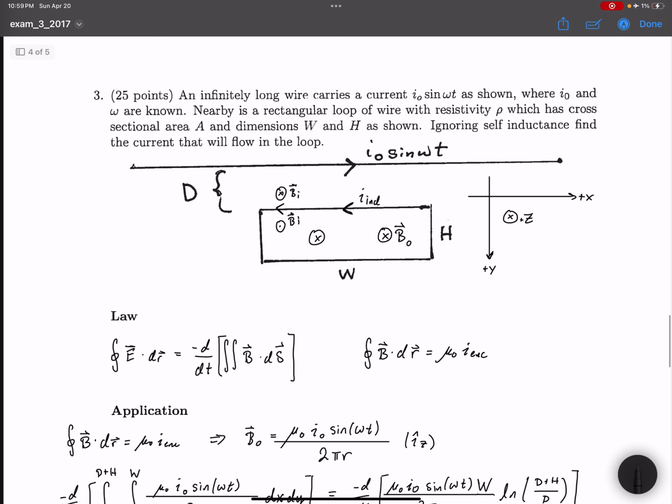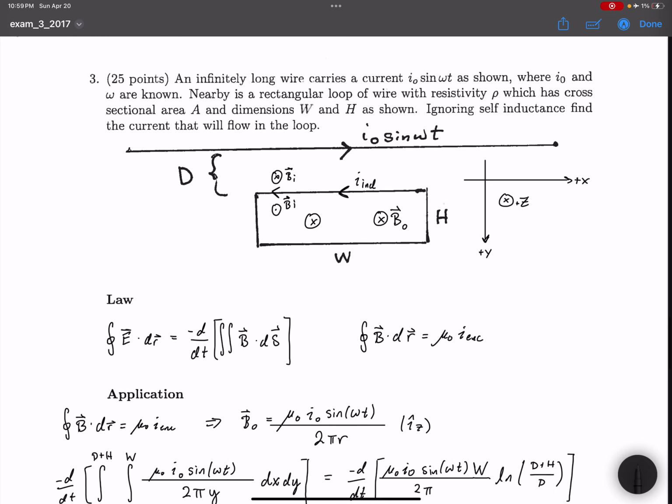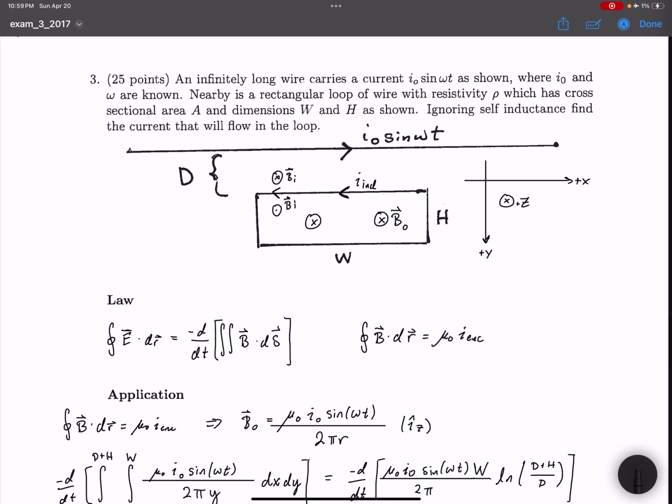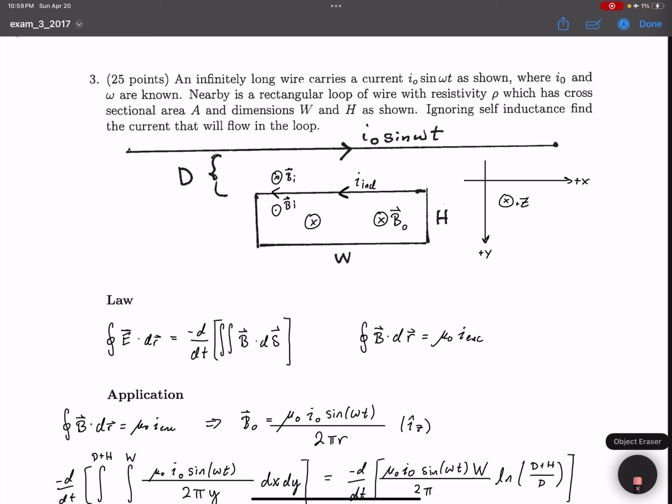Okay. So we're told that this loop of wire has a resistivity rho, right? So what we can say is, using that equation for resistance, which we know from last exam is rho L over A, we can just plug in everything that we know. So we are given rho and we're given A, which is the cross section.